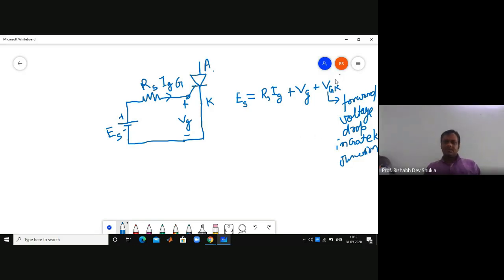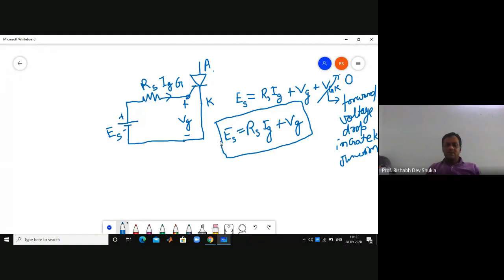This can be taken as 0. A very minute drop is there, maybe 0.7, maybe 0.3, maybe 1 volt, so that can be neglected. So that means you have only ES is equal to RS IG plus VG. This is your equation.